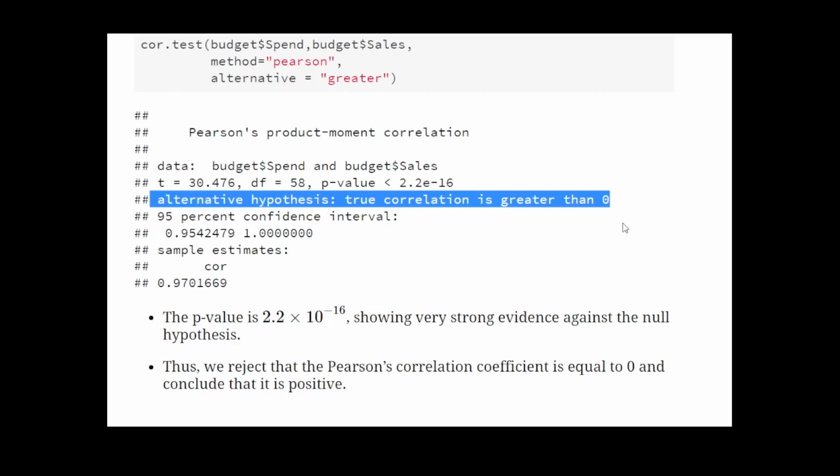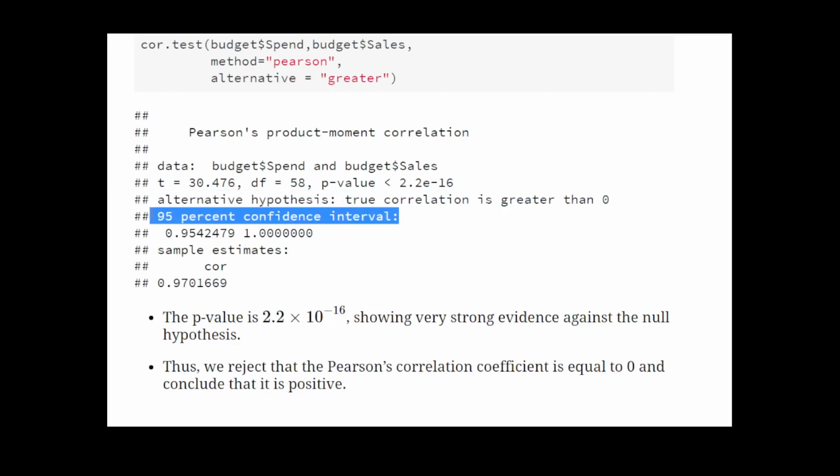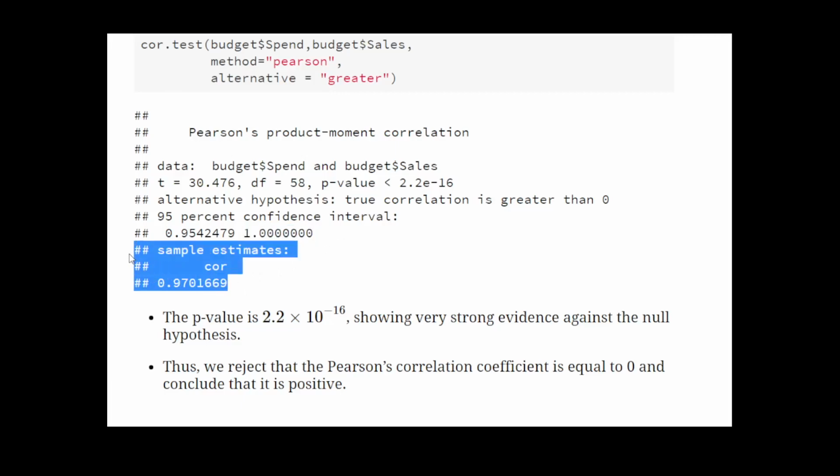Anyway. So we have a 95% confidence interval for the correlation coefficient, 0.9542 and 1. Now obviously it can't go above 1. There are special ways of calculating the Pearson correlation coefficient, but necessarily the range of possible values is bounded by minus 1 and 1. And there we have the sample estimate again, which is the Pearson correlation coefficient estimate. So the p-value is 2.2 times 10 to the minus 16, showing very strong evidence against the null hypothesis. That is to say, we reject the null hypothesis that the Pearson correlation coefficient is equal to zero and conclude that it is positive.